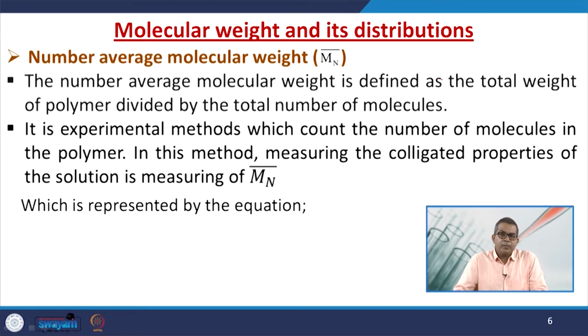One is the number average molecular weight. Now, the number average molecular weight is usually defined as the total weight of polymer divided by the total number of molecules. Now, it is usually the experimental method which counts the number of molecules in the polymer. So, in this method, the measurement of the colligative properties of the solution is measured by Mn. Now, this particular approach is represented by this particular equation.